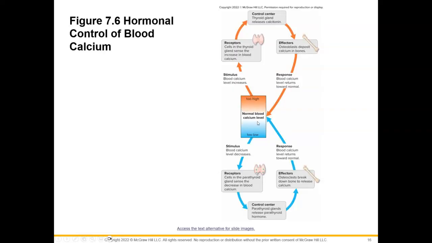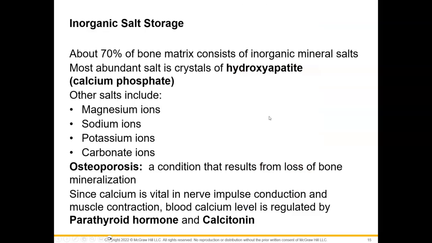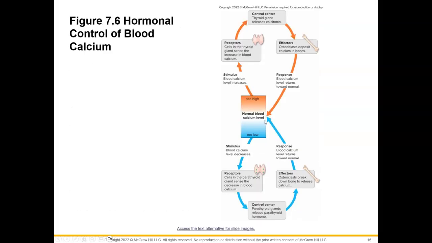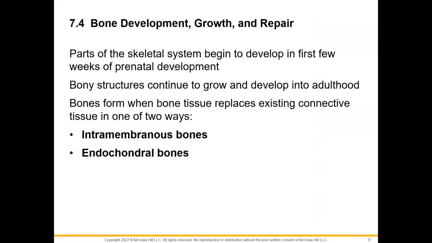Now, if the calcium levels go above normal, then receptor cells in the thyroid gland sense this increase. They release calcitonin, and the osteoblasts now deposit calcium in the bones. So we store more of the calcium and return the blood calcium levels to normal. Again, we're talking about parathyroid hormone and calcitonin, which are the two hormones involved in regulation of the calcium levels.